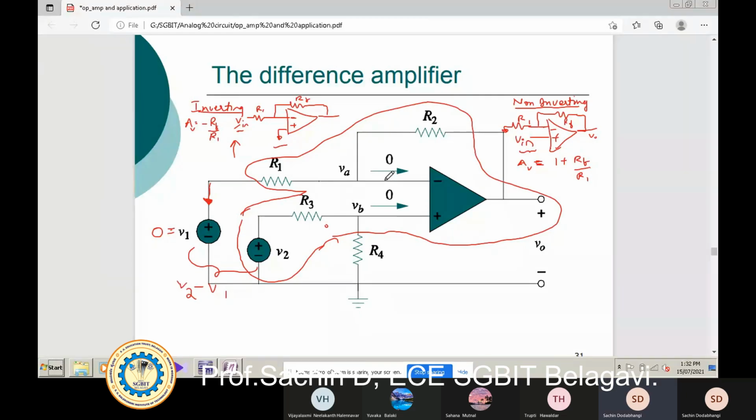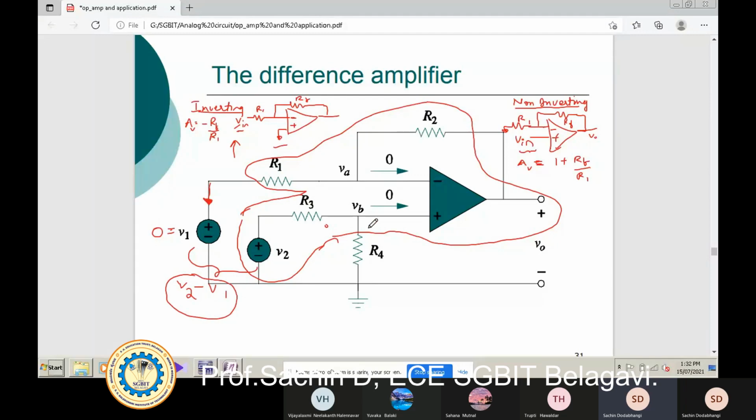So here it takes the difference between these two input voltages V1 and V2, V2 minus V1, because V2 is connected to the non-inverting terminal, so it is V2. V1 is connected to the inverting terminal, so it is minus V1. So V2 minus V1. Whereas R2, R1, R4 and R3, these are my resistors.